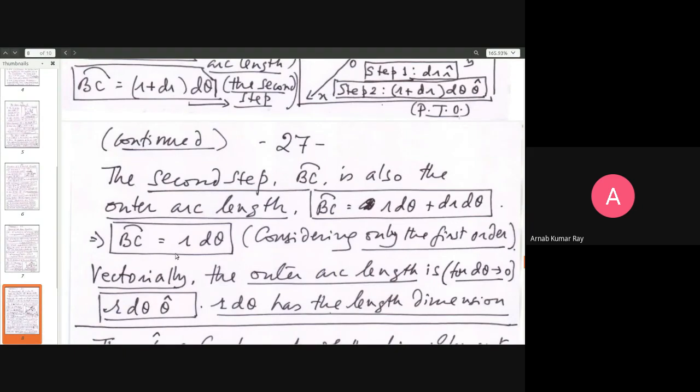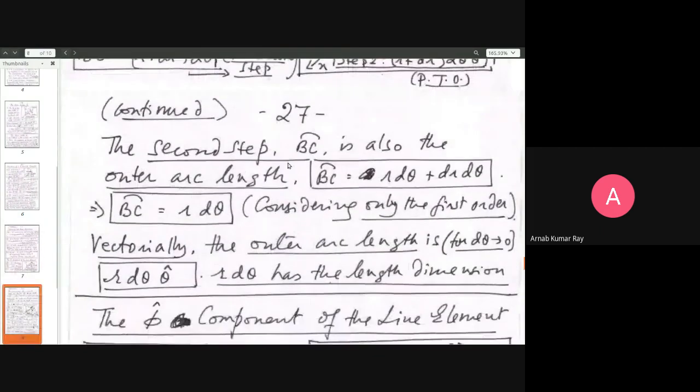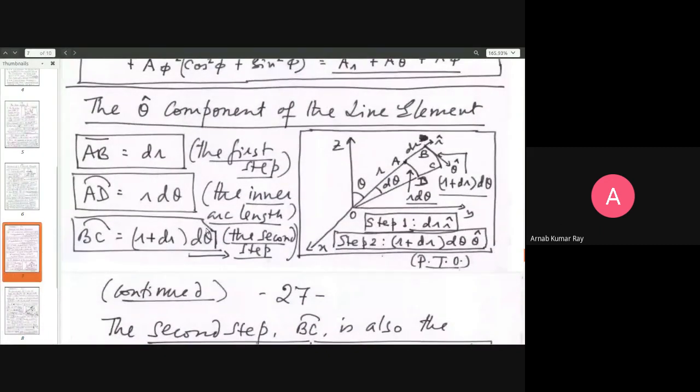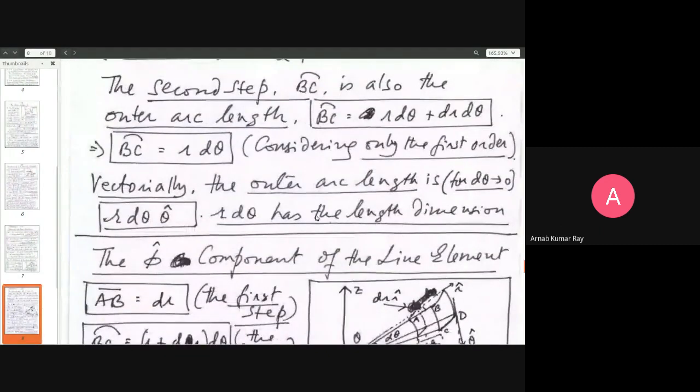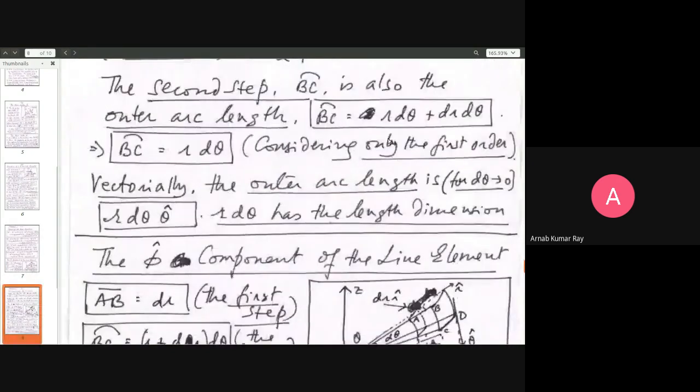That's how you do calculus, by the way. So arc length BC is equal to r d theta. That's the second step, r d theta you have here. Now, the outer arc length, therefore, neglecting this dr, will be equal to r d theta, theta cap, for d theta going to 0. And r d theta, as I said to you, must have the length dimension, because we are already adding it to the first displacement, dr r cap, which also has the length dimension.